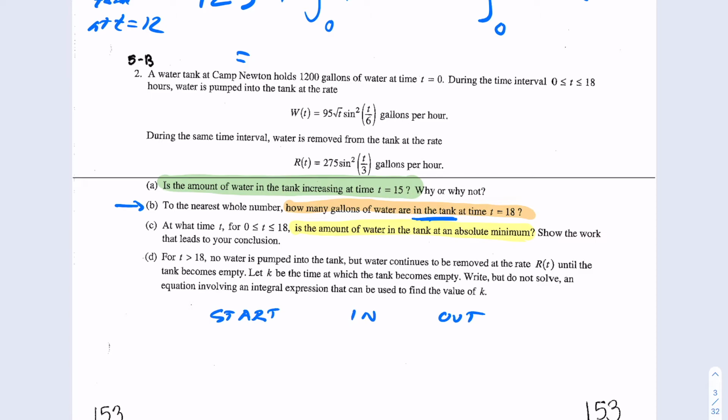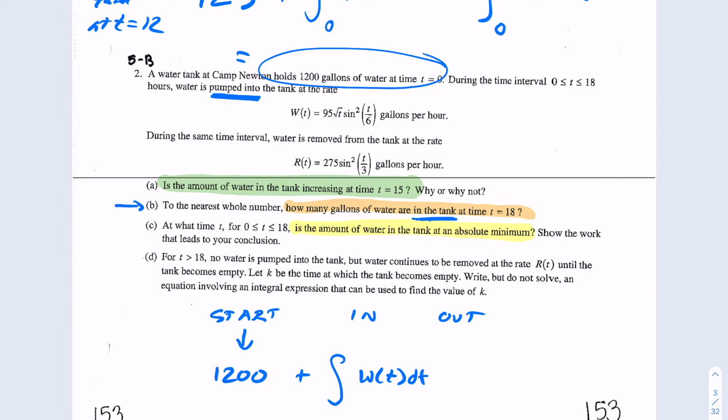The answer is you have to consider all three. If you want to know how much water is in the tank at a specific moment, you have to consider what you started out with. So at the very beginning, you had 1,200 gallons of water. To figure out how much is going in, we're going to integrate the rate at which water is being pumped into the tank. So we're going to integrate W from 0 all the way up to where we want to stop, 18.